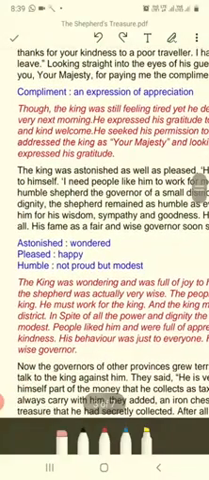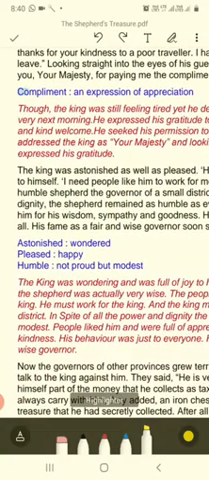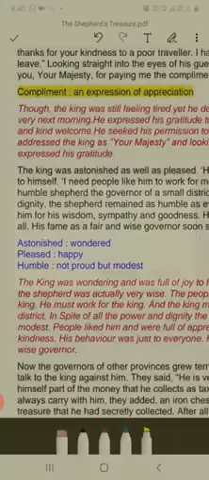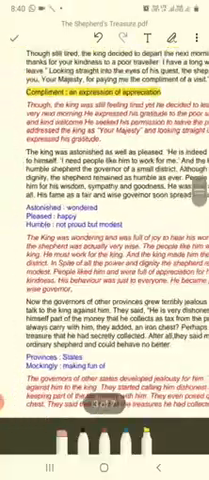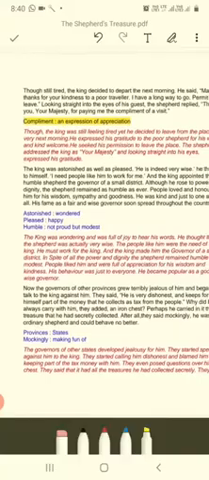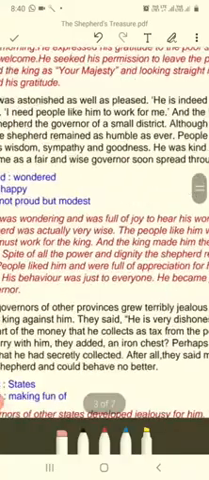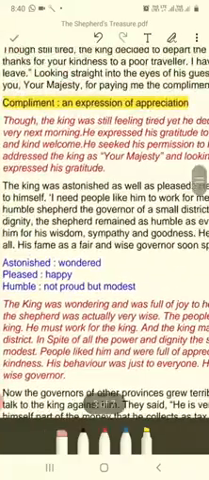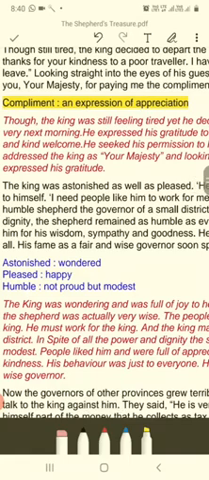One important word that you should be wary of is compliment. A compliment is an expression of appreciation. To appreciate someone, to praise someone for their good behavior or good things they do. Okay, let's continue reading.